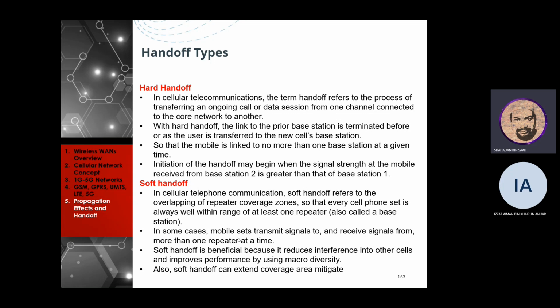In some cases, mobile set transmit signal to and receive signal from more than one repeater at a time, so soft handoff is beneficial because it reduces interference into other cells and improve performance by using macro diversity. So of course, soft handoff improves performance. Okay. Also, soft handoff can extend coverage area, mitigate.